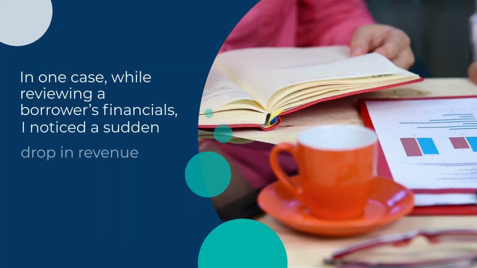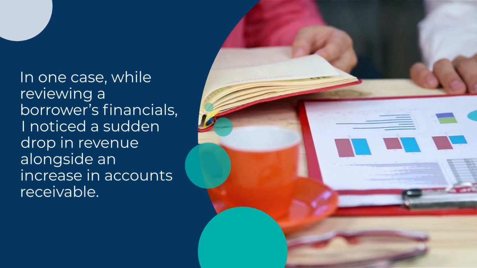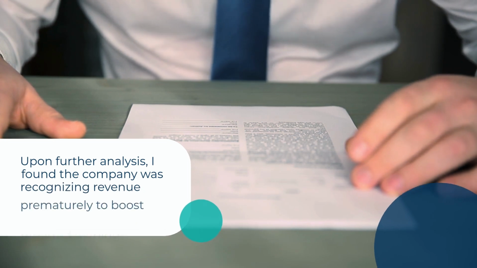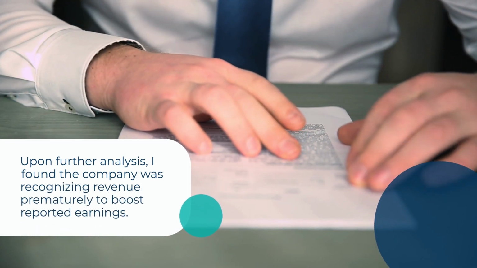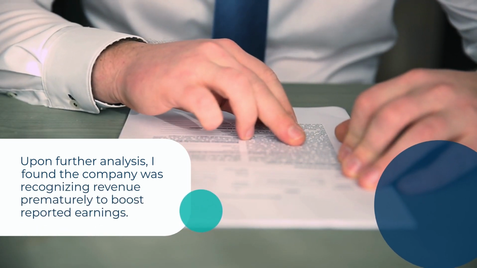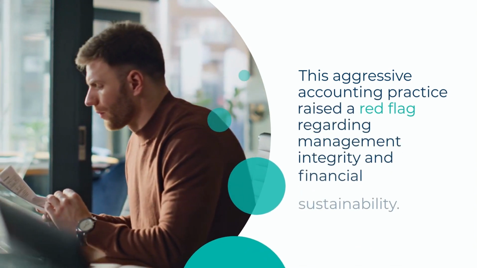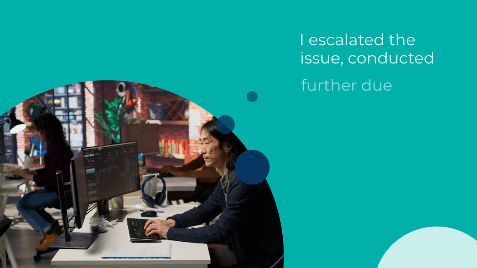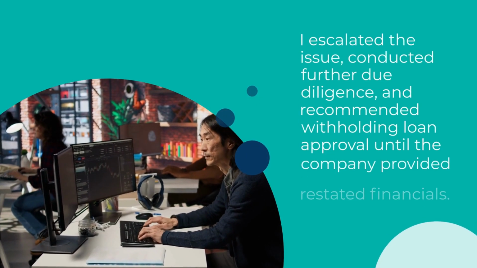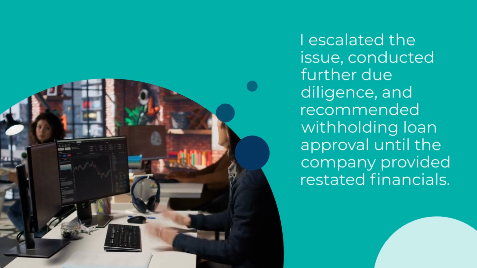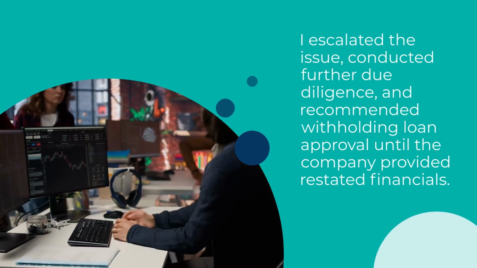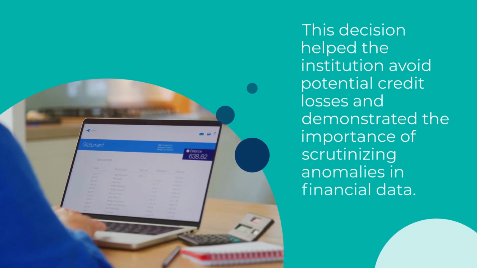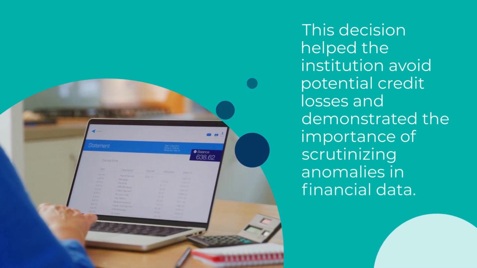In one case, while reviewing a borrower's financials, I noticed a sudden drop in revenue alongside an increase in accounts receivable. Upon further analysis, I found the company was recognizing revenue prematurely to boost reported earnings. This aggressive accounting practice raised a red flag regarding management integrity and financial sustainability. I escalated the issue, conducted further due diligence, and recommended withholding loan approval until the company provided restated financials. This decision helped the institution avoid potential credit losses and demonstrated the importance of scrutinizing anomalies in financial data.